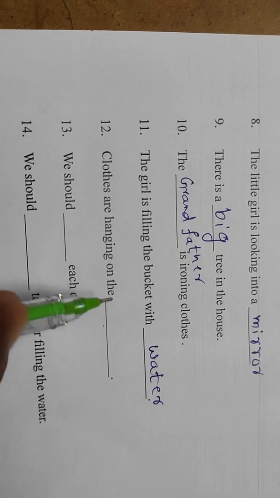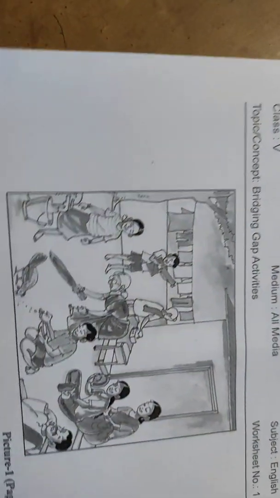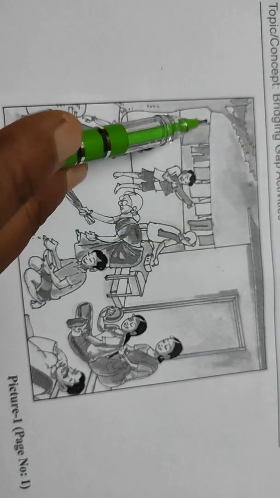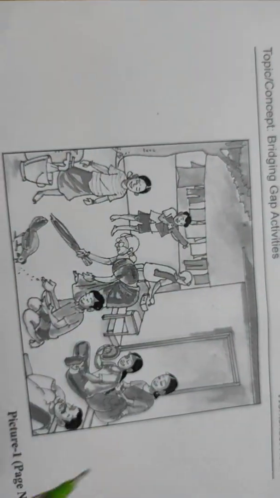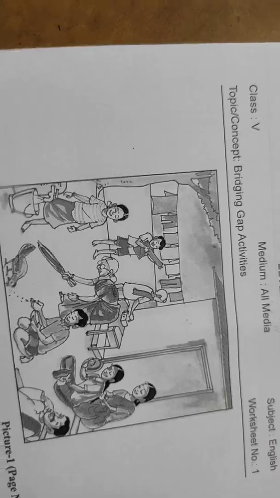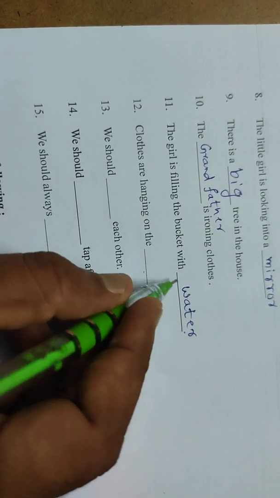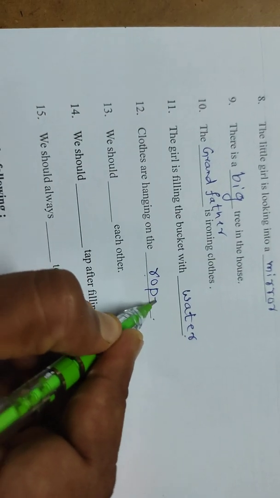Clothes are hanging on the. See, what is this? Hanging on the rope. So write rope, fill here. Clothes hanging on the rope.